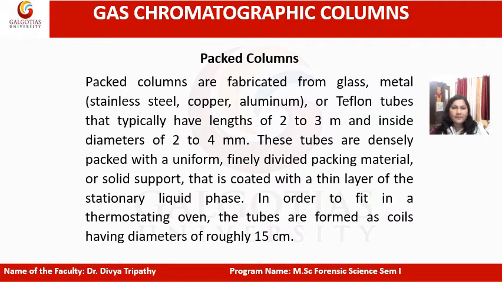Packed columns are fabricated from glass, metal like stainless steel, copper and aluminium, or Teflon tubes that typically have length of 2 to 3 meter and inside diameters of 2 to 4 millimeter. These tubes are densely packed with a uniform, finely divided packed material or solid support that is coated with a thin layer of the stationary liquid phase. In order to fit in a thermostating oven, the tubes are formed as coils having diameter of roughly 15 cm.